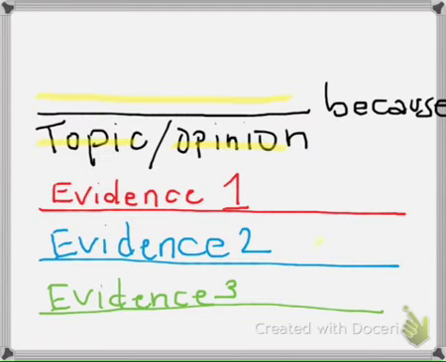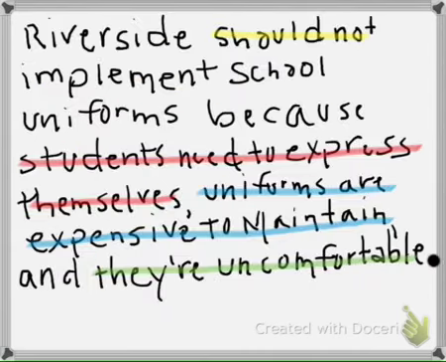Alright, so now I just need one more piece of evidence to back up my opinion that students should not have to wear uniforms. So that's my third piece of evidence, or my third body paragraph. My final piece of evidence, I just listed that uniforms are really uncomfortable. So my entire thesis statement is done. Let's read it over. Riverside should not implement school uniforms because students need to express themselves, uniforms are expensive to maintain, and they're uncomfortable. So I have 3 pieces of evidence that I can write 3 body paragraphs about.